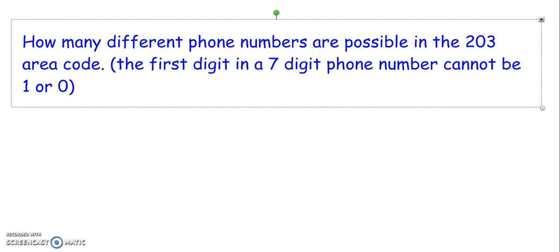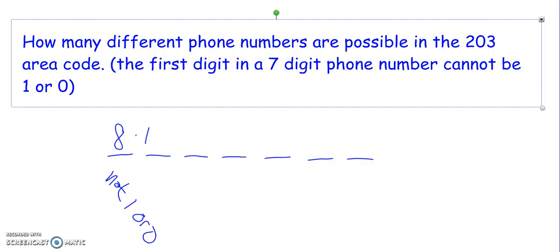All right, so here's building on the same concepts. How many different phone numbers are possible in the 203 area code, assuming the first digit in a 7-digit phone number cannot be 1 or 0? So you're going to have 7 different numbers to choose from. There are 7 different events happening. And in the first event, they say it cannot be 1 or 0. That means there are 8 possible numbers that you could put here. 8 digits. Not 1, not 0, but there are still 8 left.